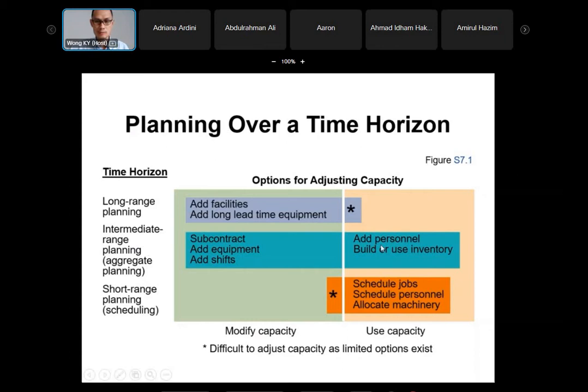Medium-term planning is more on deciding whether we should employ more workers, whether we should add more employees or whether we should lay off unnecessary employees. And also deciding whether we should keep more inventory or use up our inventory. So these are for medium-term planning. And for short-term planning, normally we are dealing with issues that we have to do daily or weekly. For example, scheduling jobs to be performed, scheduling employees, personnel, as well as allocating jobs to machines.